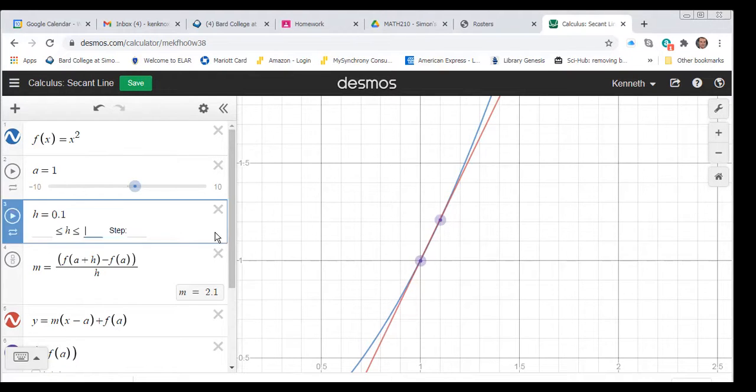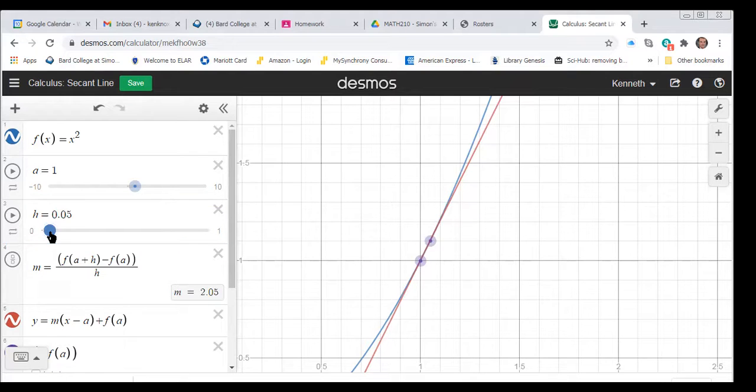And maybe I can even change the values on this slider, so h can only go from 0 to 1, give me more specificity there. And as I slide h down, getting closer and closer to 0, you can see that slope getting closer and closer to 2. And you can see the secant line getting sort of closer and closer to what's going to become the tangent line.